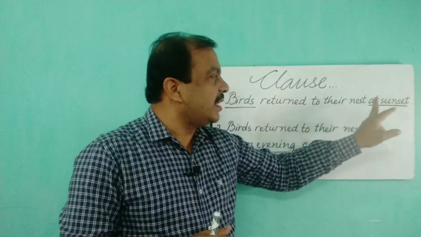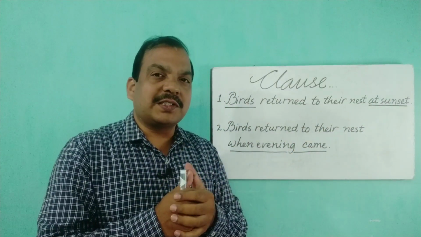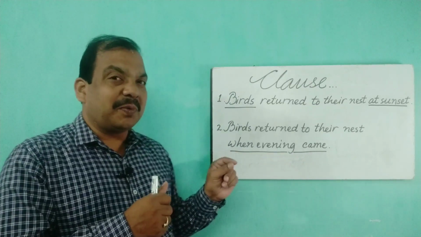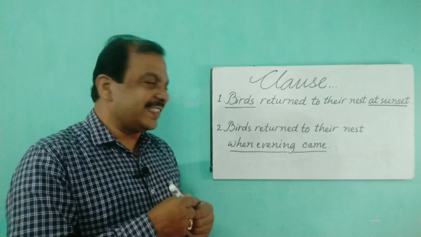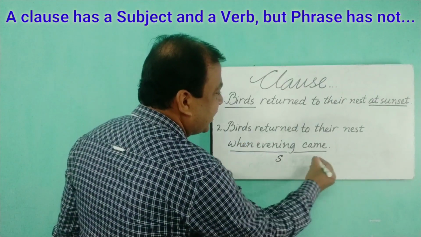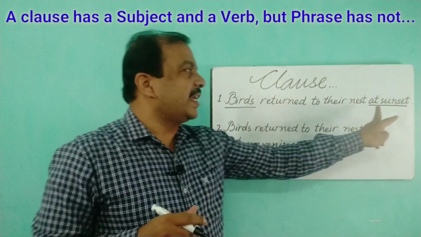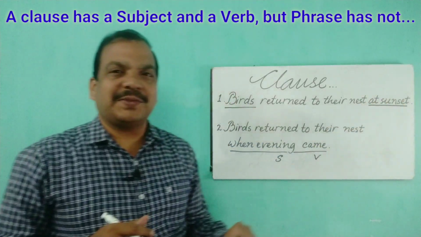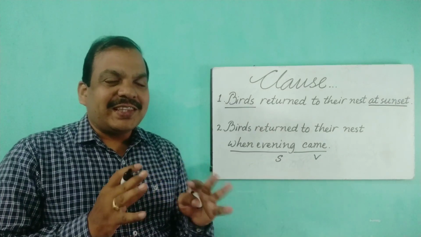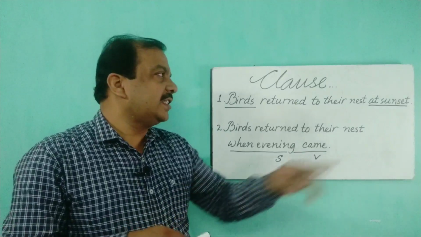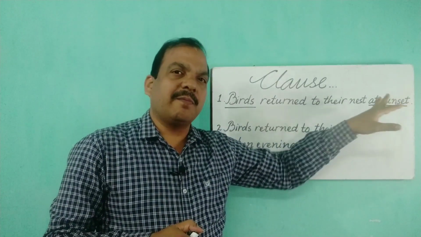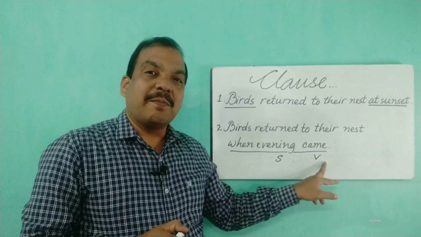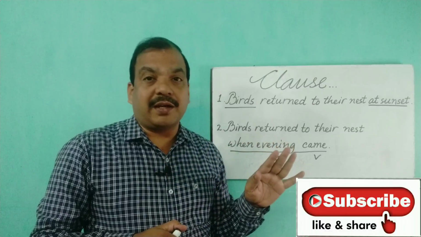You see that at sunset, these two words are only a group of words. But when you talk about when evening came, no doubt, 1, 2, 3, here is also a group of words, but you see something different here. What is the difference? Now, evening is the subject and came is the verb. We don't have any subject and verb in this group of words, at sunset. Got it? So think about the difference. A phrase is also a group of words, but without any subject and finite verb. But a clause must have a subject and a verb of its own. Otherwise, we can never have a clause.